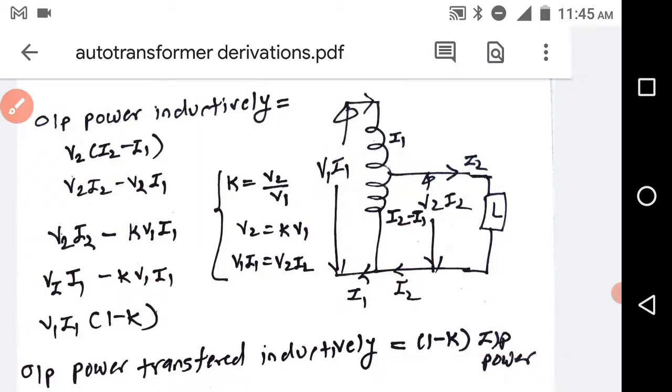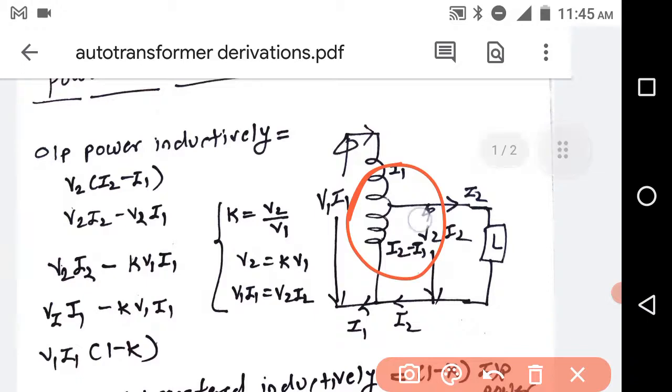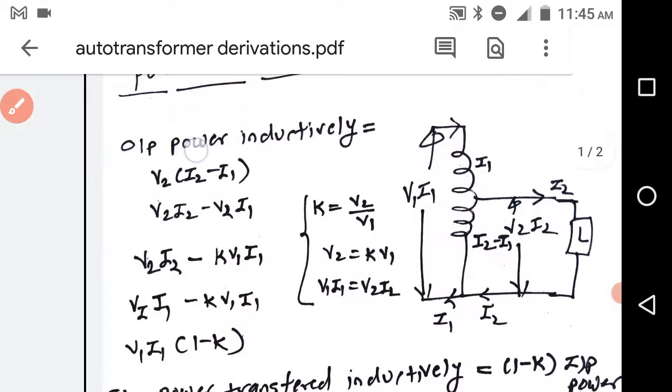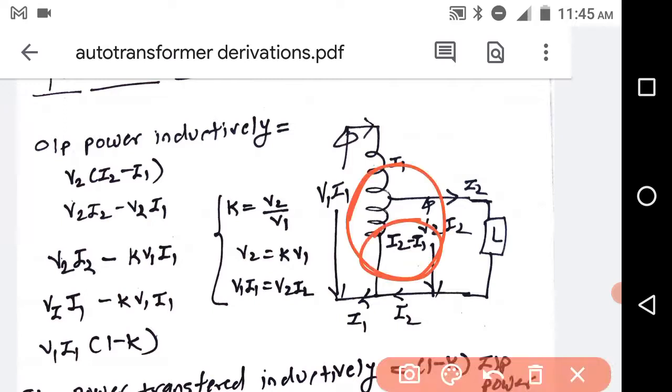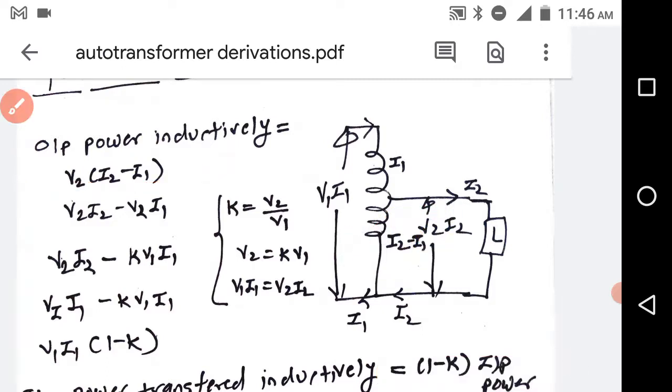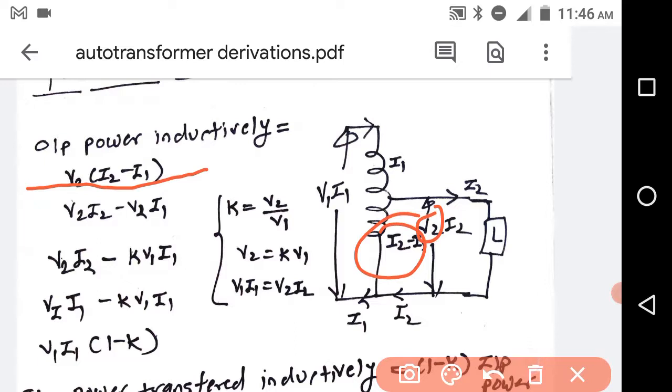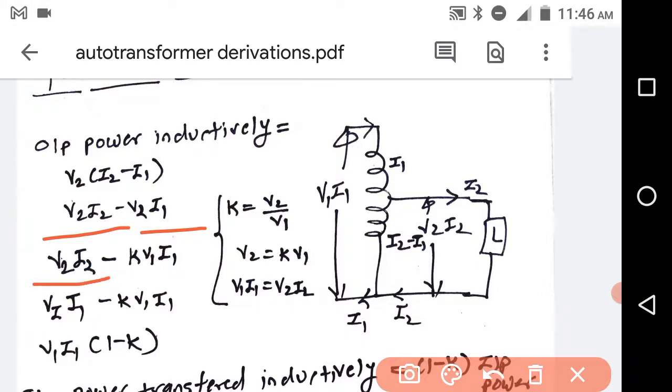is this one, secondary voltage is V2 and current is I2 minus I1. So the VI rating of the transformer output is V2 into (I2 minus I1), and that is equal to V2 I2 minus V2 I1. V2 I2 minus V2, we can write it as K V1 because K is equal to V2 by V1. So V2 is equal to K V1.